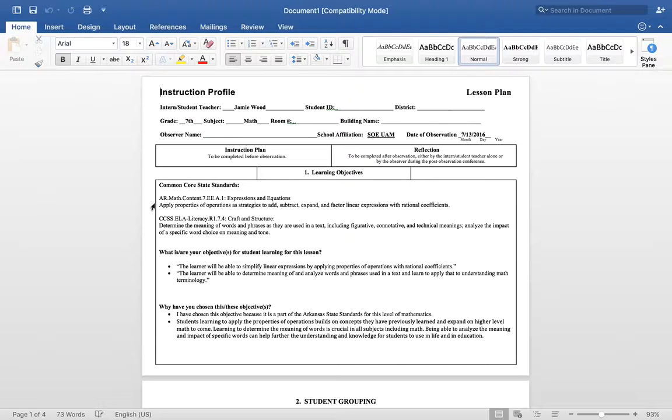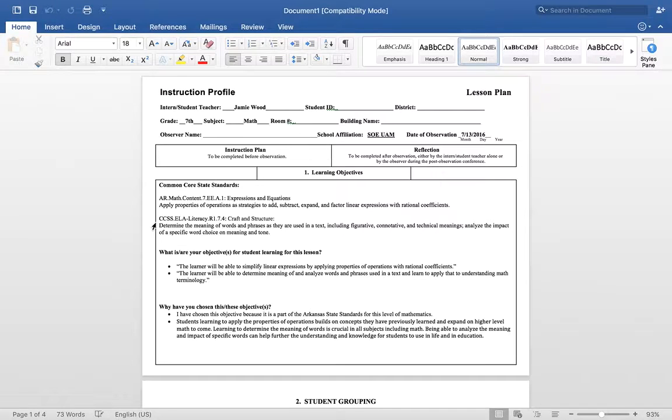We will also be using the standard CCSS ELA Literacy R174 for English Language Arts under the Craft and Structure, which will be determining the meaning of words and phrases as they are used in a text, including figurative, connotative, and technical meanings. Analyze the impact of a specific word choice on meaning and tone.